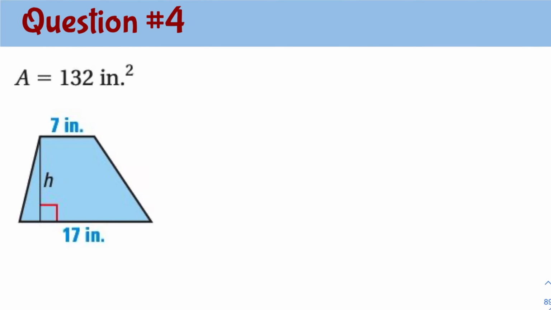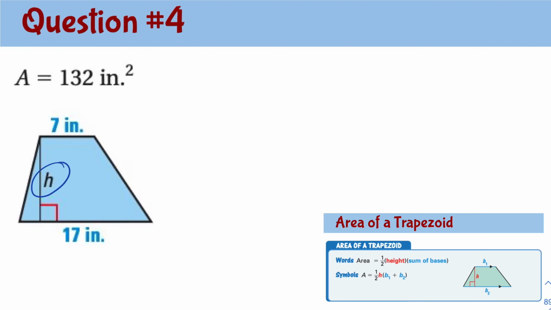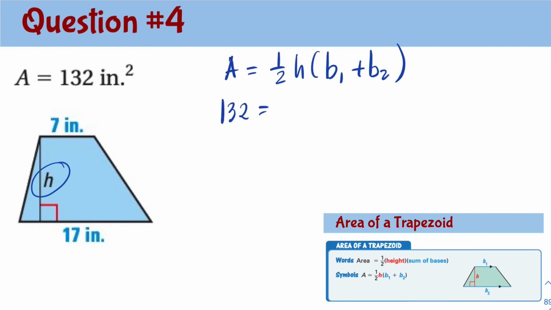For question number 4, the height is missing. You're given base 1 and base 2 are 7 and 17, and the area is 132 inches square. So again, using the formula, area is equal to 1/2 times the height times the sum of base 1 and base 2. So we can plug in the area, which is 132. We have 1/2 times the height, which is missing. Our base 1 is 7 and base 2 is 17, or you can do 17 plus 7.